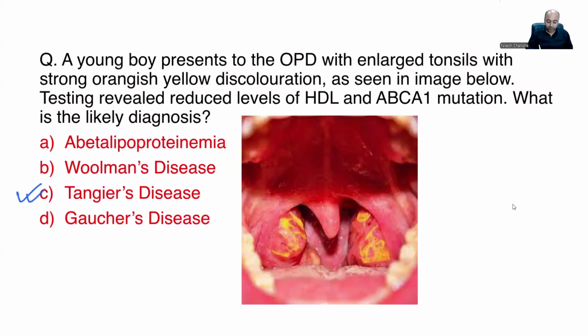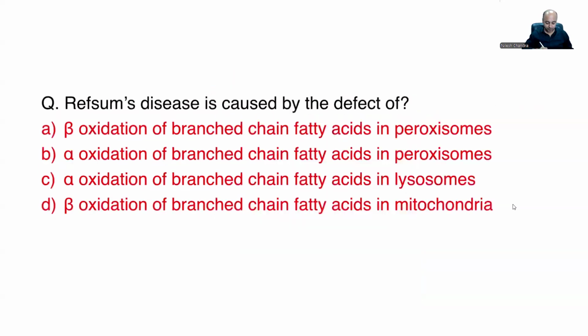Tangier's disease is characterized by the mutation in ABCA1, the characteristic orangish yellow discoloration of the tonsils, and the reduced levels of HDL. We'll talk about the different hyper and hypolipoproteinemias separately in one video where we'll talk about all these disorders. Please note that in this particular exam, we had two sessions, both morning and afternoon. Both the session questions have been clubbed together into one single set. Okay, moving on to next question.